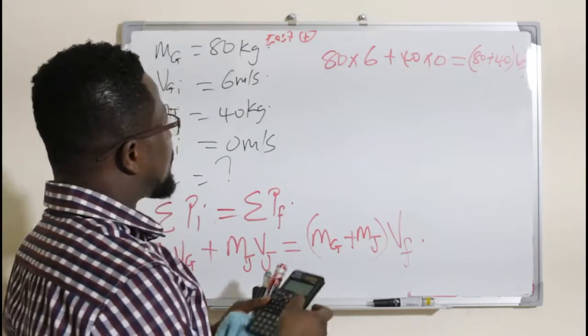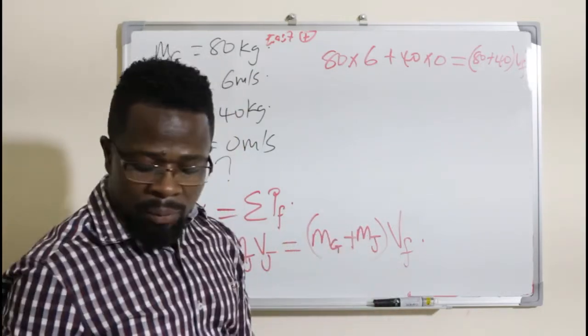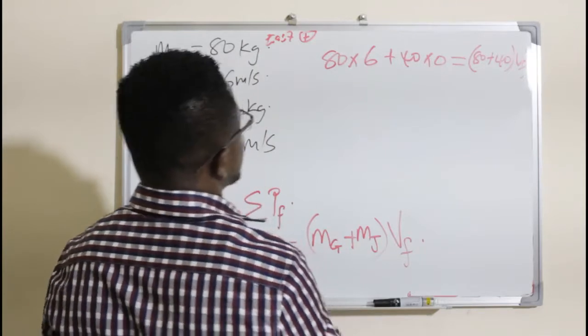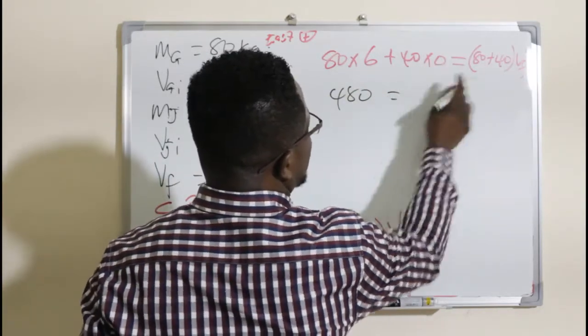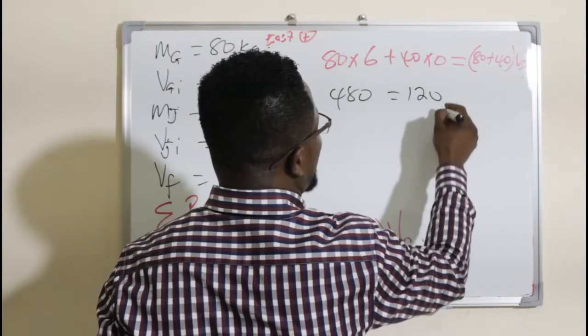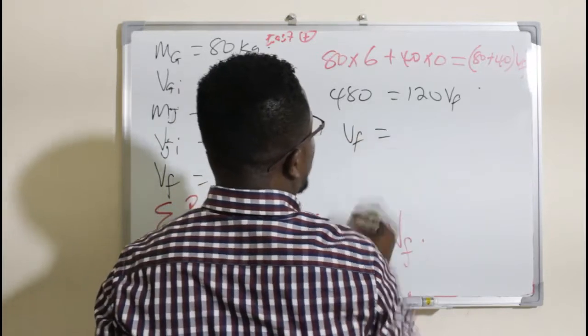Alright, so we're going to deal with that. Let's take our calculator. We say 80 multiplied by 6, and what are we getting? We're getting 480. And the other term is going to give us 0. So from here, this is going to give us 120, and we'll divide through by 120.